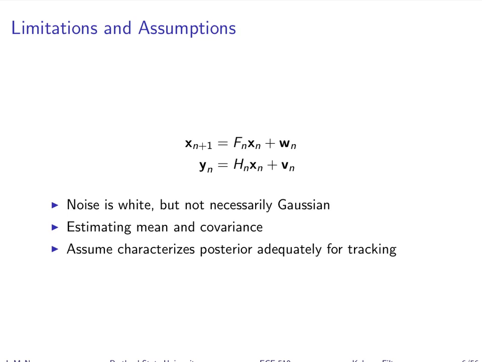We'll be estimating the mean and the covariance as well, the state error covariance, so we can use that to get approximate confidence intervals and an estimate of the standard deviation of our estimation error. And we're going to assume that those two things are sufficient for tracking our posterior.